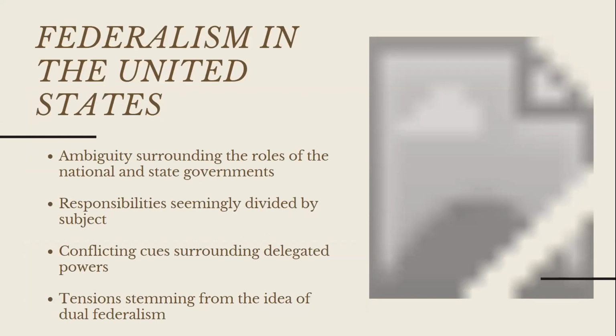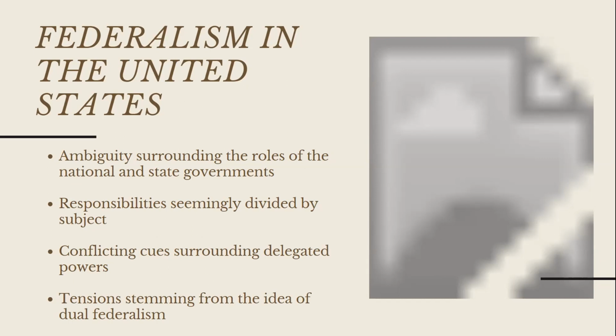But federalism in the United States is quite different. So the framers of the Constitution purposefully created ambiguity surrounding the respective roles of the national and state government at the time. But this also left many of the most important questions unresolved. And we've seen many changes take place in American intergovernmental relations as a result, especially under the influence of various political, economic, and social factors. So the Constitution seemingly divided responsibilities between the two levels of government according to subject.